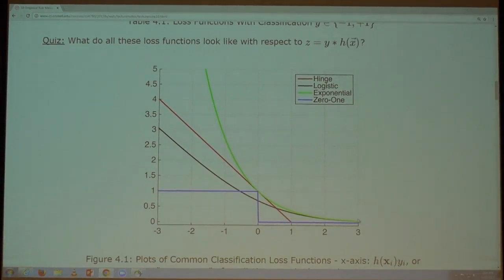So the 0-1 loss here, whenever y times h of w is positive, that means I get it correct, and the loss is 0. The moment it gets negative, it has a loss of 1. Right? And this here is a point of discontinuity. The hinge loss is the red line. The red line has 0 loss when it's correct and greater equal 1.